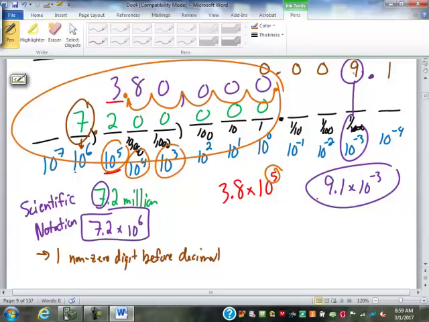Let's look at this one. 9.1 times 10 to the negative third. Our decimal point started out here and had to move to here. So it had to go 1, 2, 3 spaces. Hence the third in the power of 10. And we know that this is a negative 3 because this side of the decimal point is the negative power of 10 place values.